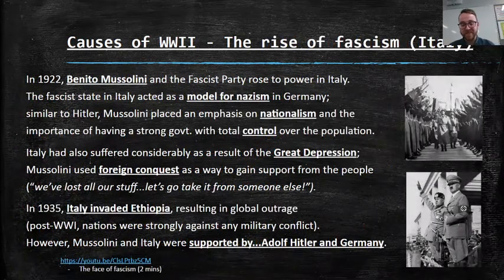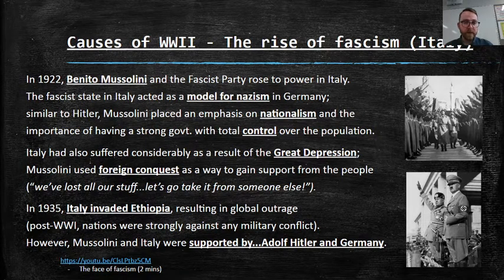Otherwise we wouldn't be studying World War II. Another bloke that's probably less well known than Adolf Hitler, but just as important in World War II, was Benito Mussolini. And in 1922, the Fascist Party, so we have the Nazis and the Fascists in Italy, rose to power in Italy. The fascist state in Italy acted as a model for Nazism in Germany. They were kind of BFFs. They were like, oh, that's my hero, I'm going to do what he's doing.